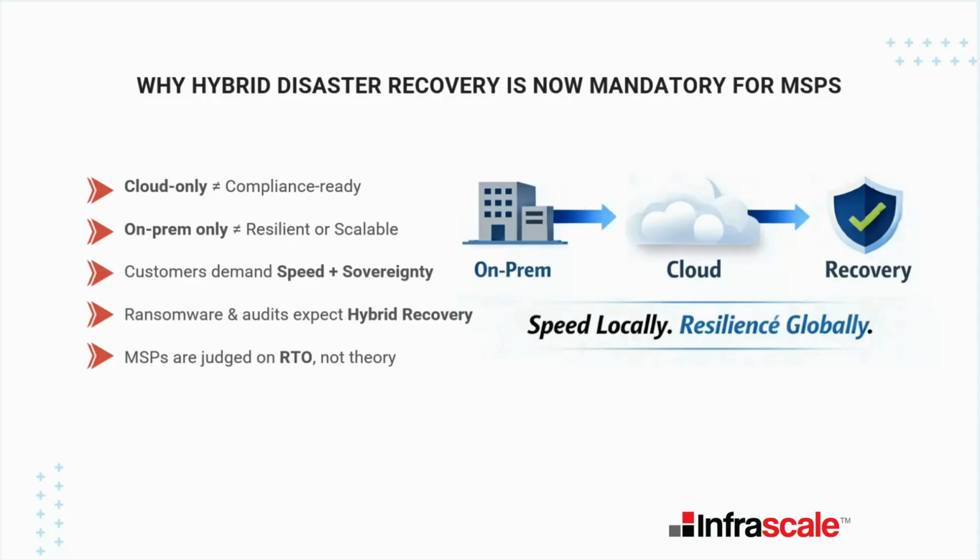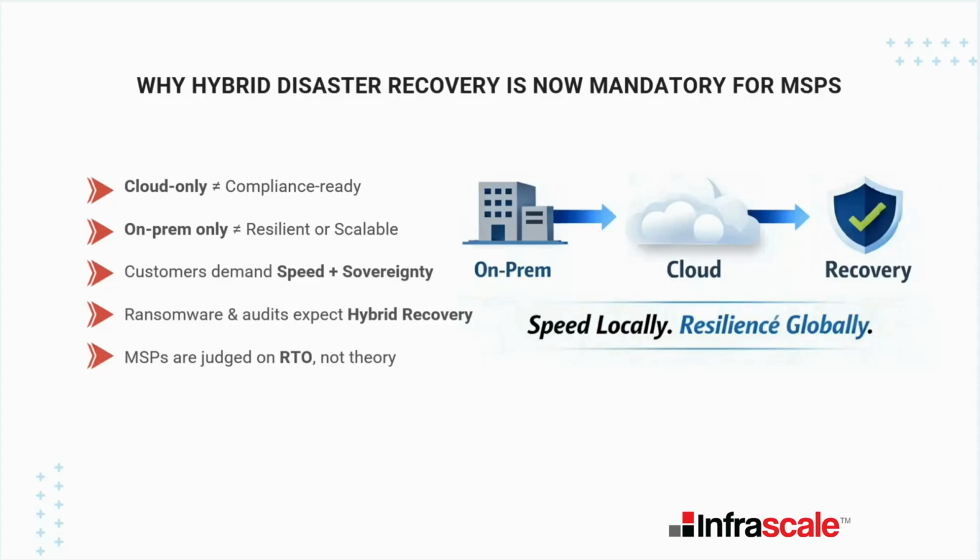Cloud-only DR sounds simple on paper, but it often starts to break down when customers ask real-world questions. Where does my data live? How fast can I recover locally? And what happens if connectivity is limited during an incident? On the other side, on-prem only DR doesn't scale well. It lacks geographic separation, doesn't protect against site-level disaster, and becomes expensive and complex as environments grow.